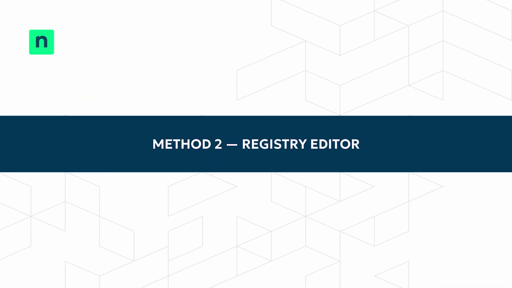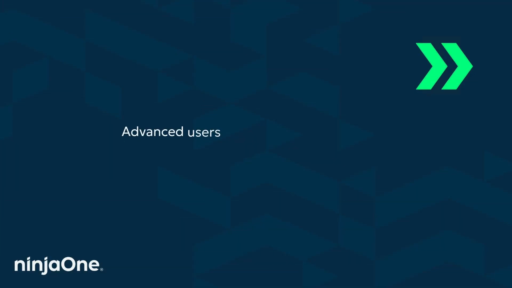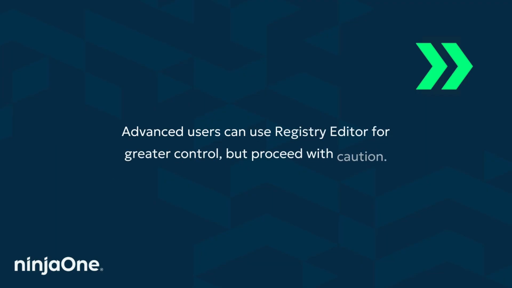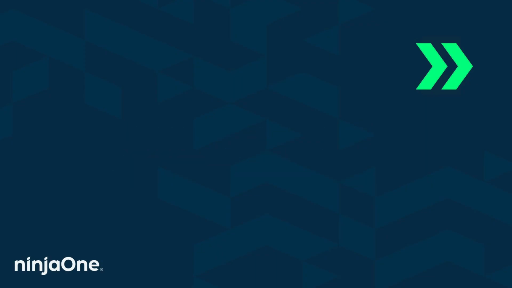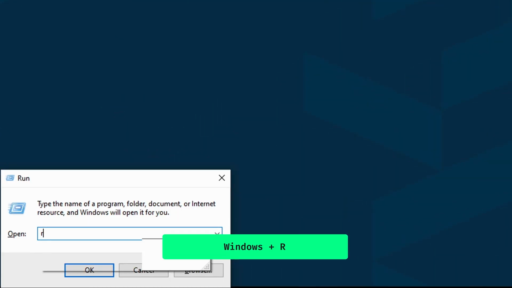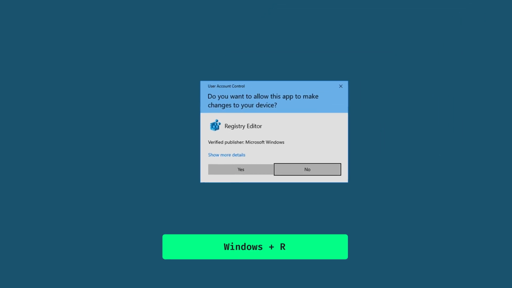Method 2. Registry Editor. For advanced users, the Registry Editor offers more control, but caution is key. Always back up your registry and create a restore point before making any changes. Start by pressing Win+R, typing regedit, and clicking OK.